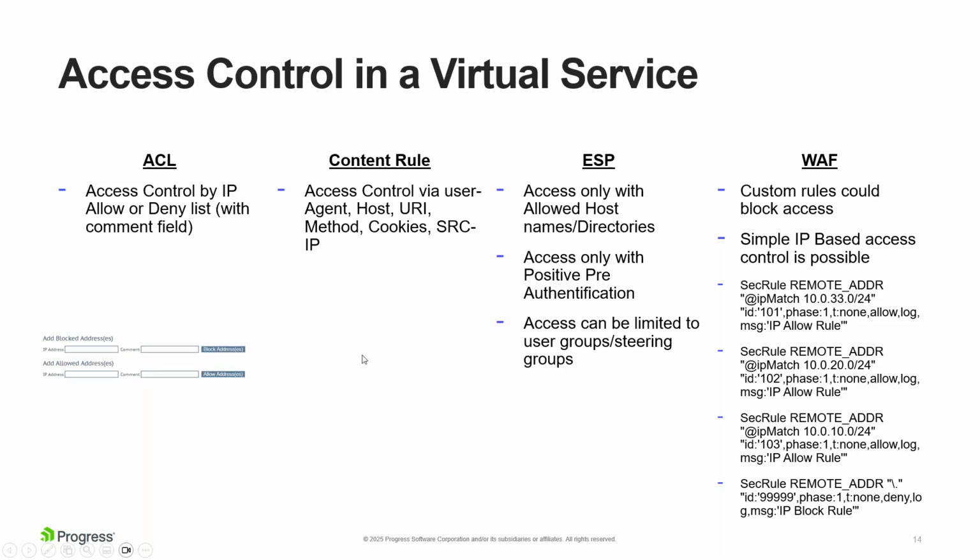Now, another option that does work on sub-VSs as well is content rules. So with content rules, you could not only look for the source IP, but you could also look for the user agent, for host headers, for directories, for a method that you only allow, for example, GET or POST. You don't allow DELETE as an option and so on. You could look for cookies and as well for source IP, right? So this allows you a way broader option to control your access to your application. And it also allows you to do that for sub-VSs.